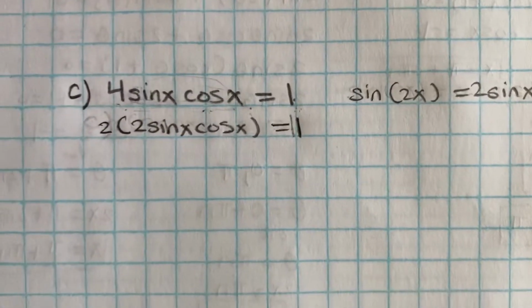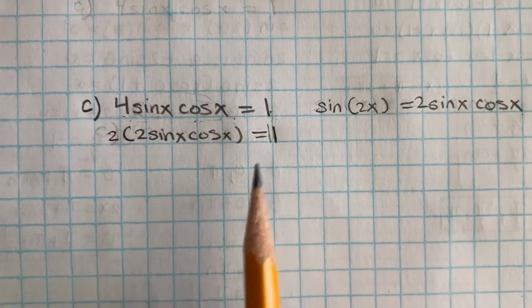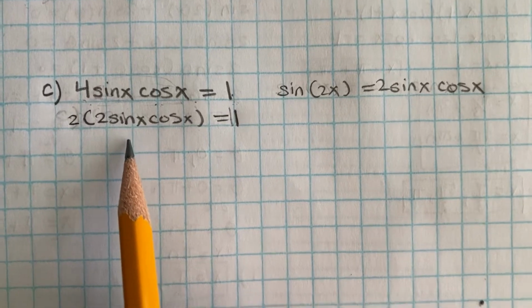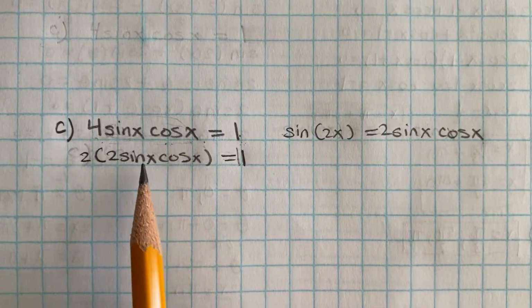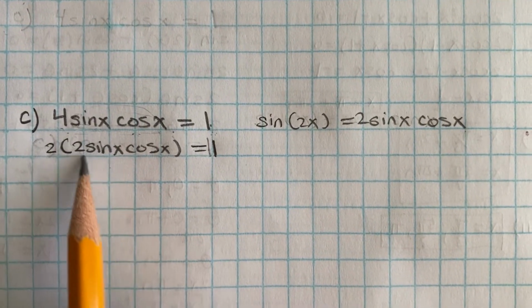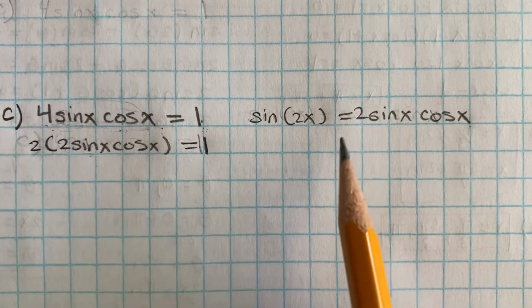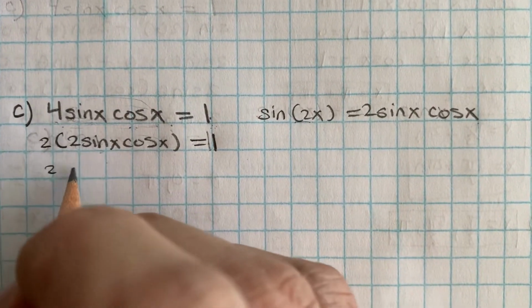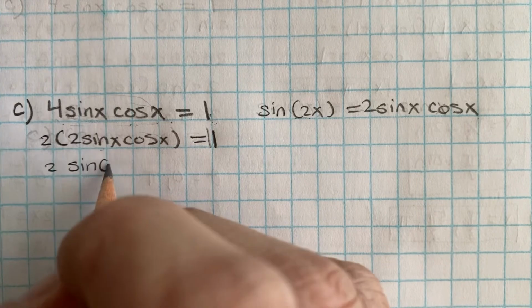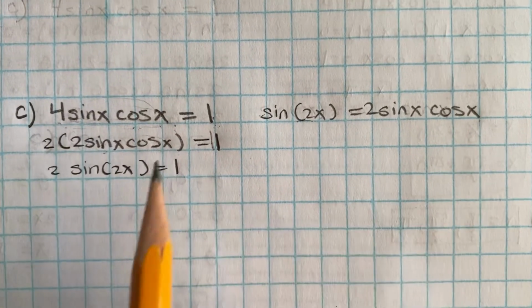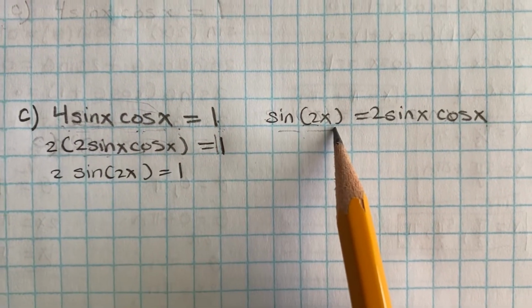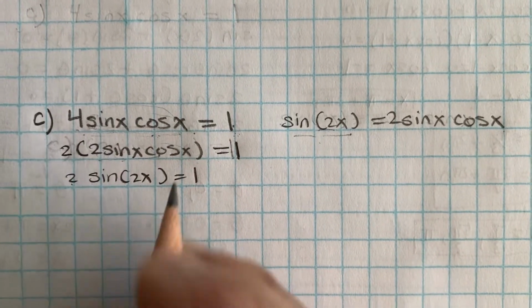So I'm just going to manipulate this by rewriting as 2 times 2 sine x cosine x is equal to 1. Well, in the previous problem, in part B, I kind of expanded it. This time I'm going to condense. 2 sine x cosine x is just sine of 2x. So 2 times the sine of 2x is equal to 1. And now I'm going to divide both sides by 2.